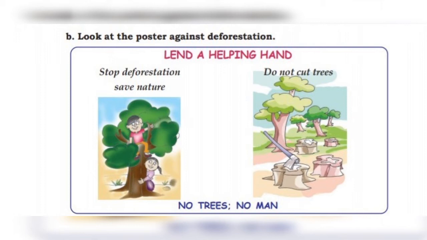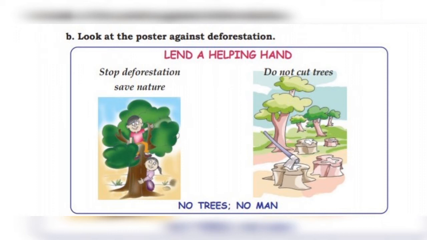So what is it? Do not cut trees is written in the second picture. An axe is there and also some cut trees are there. So it is written do not cut trees. By the end of the poster it is written no trees, no man. If there are no trees, there won't be any man living in the earth. Okay. What do you see in this poster? Write in the boxes given below.